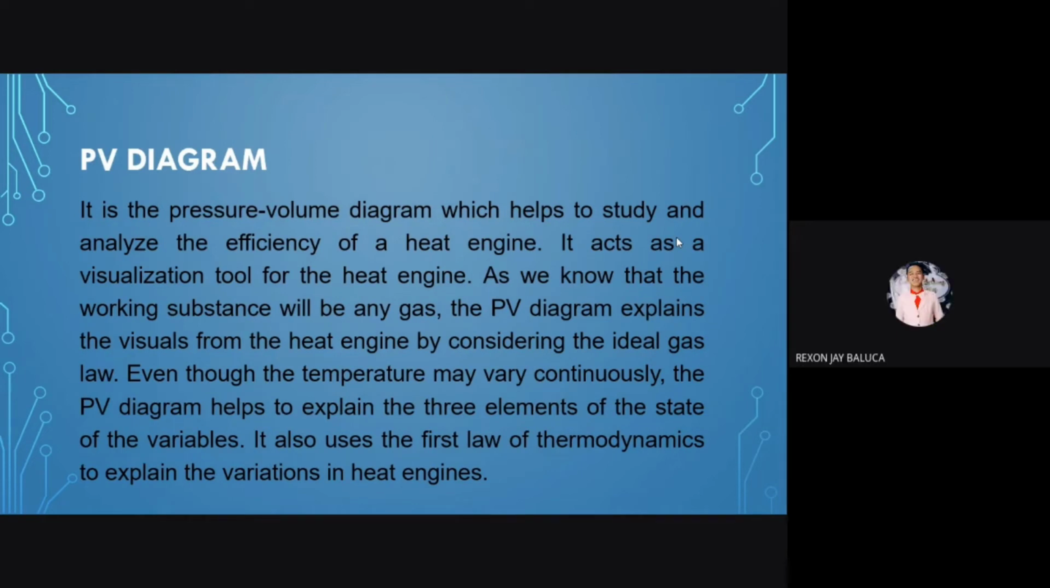Now let's move on to the PV diagram, which is the pressure volume diagram, which helps to study and analyze the efficiency of a heat engine. It acts as a visualization tool for the heat engine, as we know that the working substance may be any gas. The PV diagram explains the visuals from the heat engine by considering the ideal gas law. Even though the temperature may vary continuously, the PV diagram helps to explain the three elements in the state of the variables. It is also used for the first law of thermodynamics to explain the variation in heat engines.